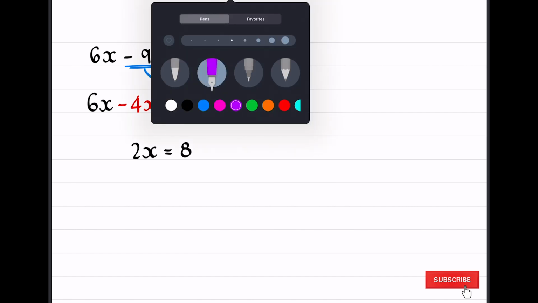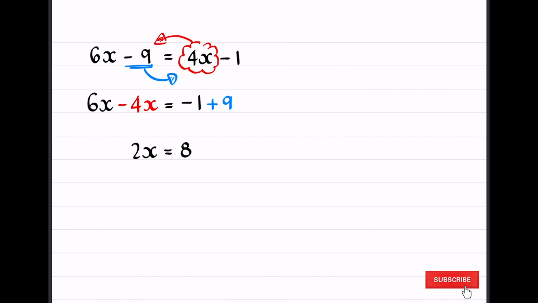But I don't want to have the 2x, I want to have the x by itself. So how am I going to isolate the x? I'm going to divide the left-hand side by 2 so that the 2's are going to cancel. However, what I do to the one side, I have to do to the other side.